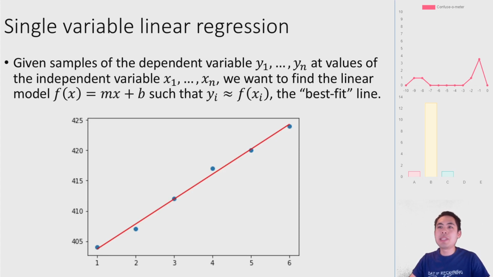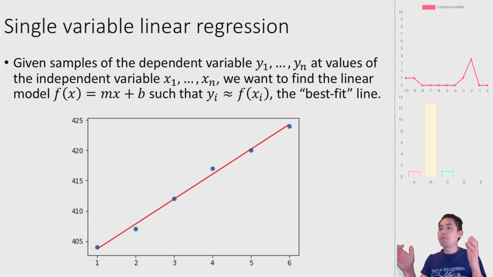So given samples of some dependent variable, y1 through yn, so these are the measurements that you're taking at values of some independent variable, x1 through xn, we want to find a linear model. So f of x is equal to mx plus b, such that when you apply this f function to your independent variables xi, so these might be the time of day, these might be a location along an axis, you get approximately the dependent variables, the observations. So we fit a line to it, and this is one way of modeling data. This is one of the most straightforward ways of building up a model based on multiple data points.